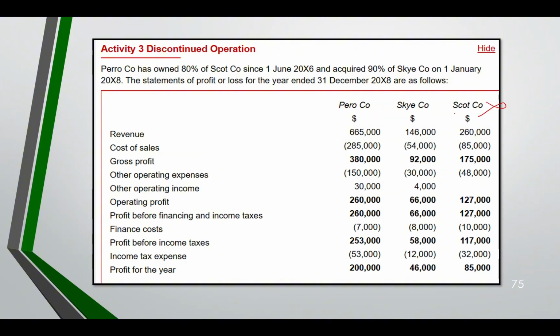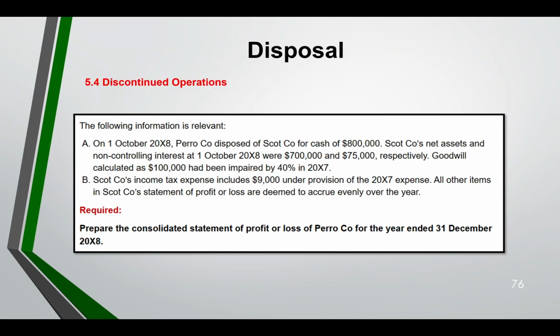This you have disposed, this is there. So you will only consolidate these 2 items. One is 80% subsidiary, this one is 90%. Same question, 2 things. You have disposed for cash 800. Net asset and NCI is given, goodwill is given, goodwill is impaired by 40%. Tax expense is 9,000, under provision of the 2007 expense in Scots.